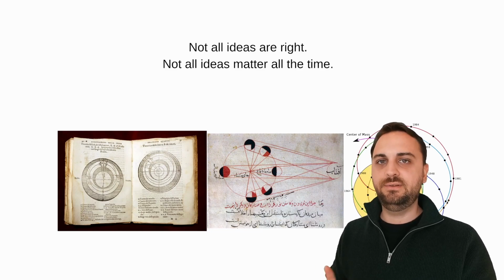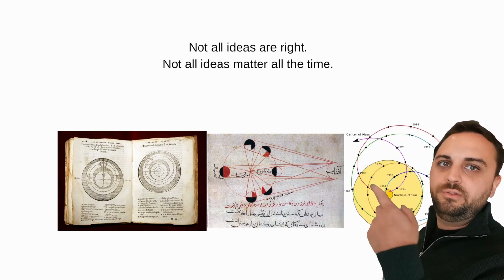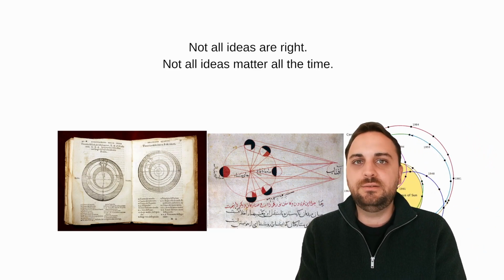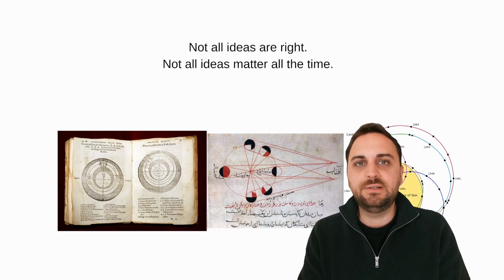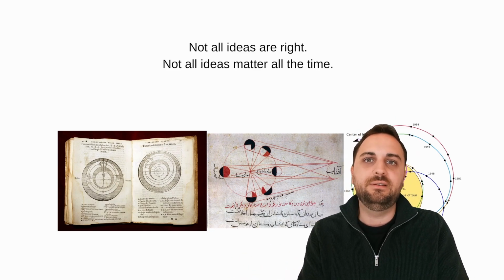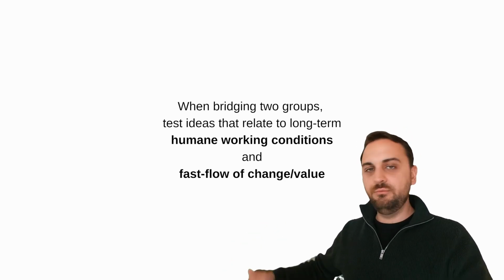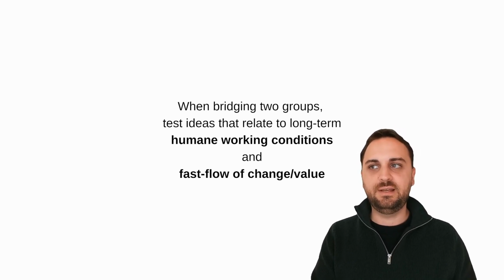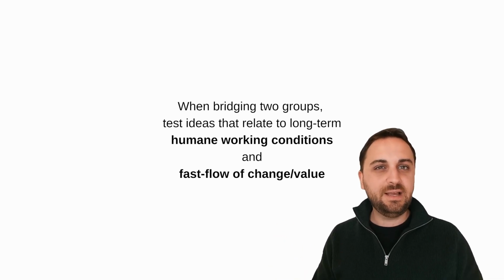Not all ideas matter. Does it matter if the sun goes around the earth, or the earth goes around the sun, or both go around the average gravitational pull of all the objects in our solar system? Doesn't matter. Depends on what you're doing, but a lot of things don't matter, right? Do you like apple pie or peach pie? In the case of writing software systems, that's probably not at all relevant. When we bridge those groups, we have to test ideas that relate to long-term humane conditions and fast flow of value change. So if it's not relevant to one of these things and it's not influencing that, it might not be the kind of topic that you need to test and make sure we have somewhere between stagnation and chaos.